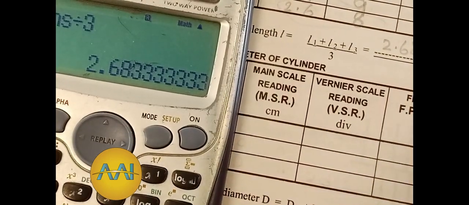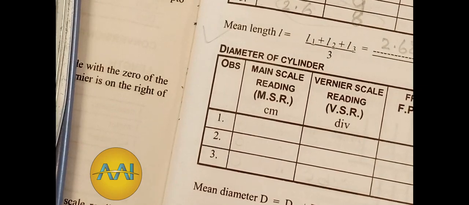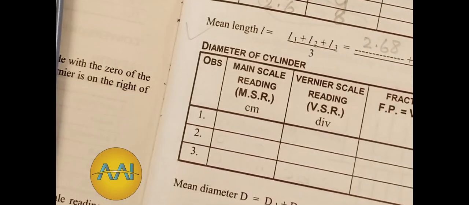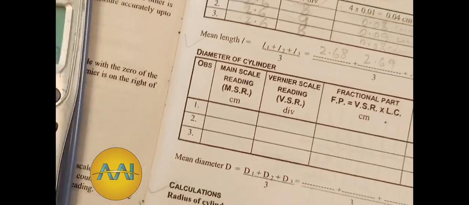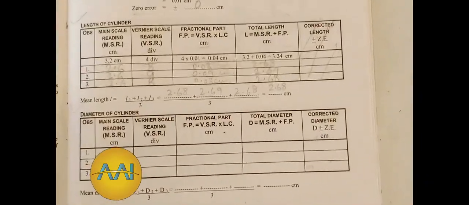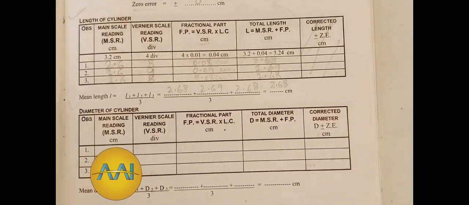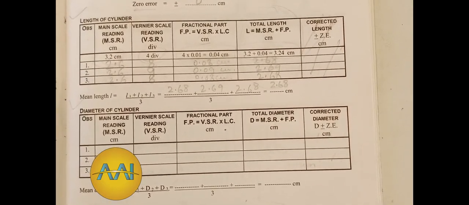So the answer is 2.68. Okay, I hope it is clear up till now for you. Now it's time to measure the diameter of the cylinder. How to find the diameter of a cylinder? It is quite easy, like measuring the length of a solid cylinder.